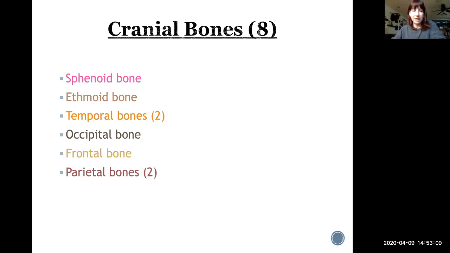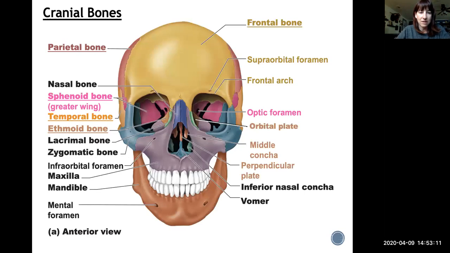All right, but let's talk about the other parts of it. So we've got this funky sort of orangey brown color for the ethmoid bone.